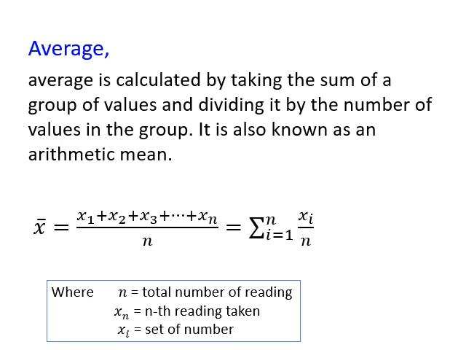So it's given as x prime equal to x1 plus x2 plus x3 till xn, where n is the number of data, divided by n, which equals the summation of xi, for i equal to 1 until n, where n is the number of readings, and xn is the nth reading taken, where xi is a set of numbers, meaning x1, x2, x3 until xn.